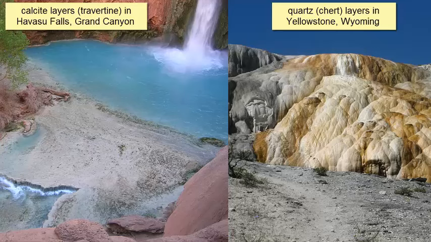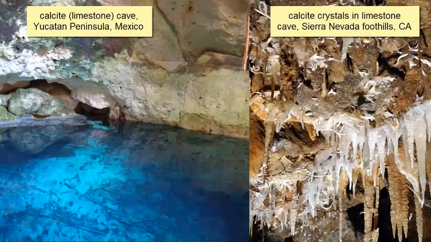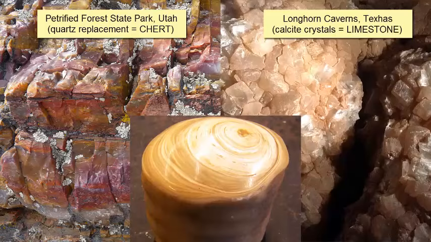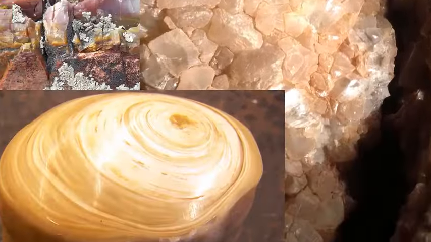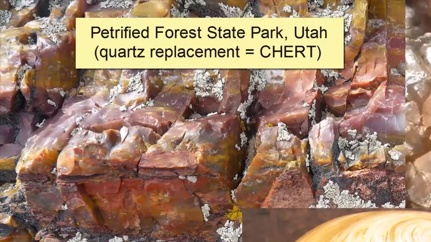When calcite and quartz precipitate in layers as waters seep out and across the Earth's surface, or in large cavities underground, or when they replace organic matter, such as with petrified wood, they produce a rock made entirely of calcite or quartz. Sometimes the crystals can be big enough to see, but usually they are microscopic, and they give the rock a luster that looks like plastic.